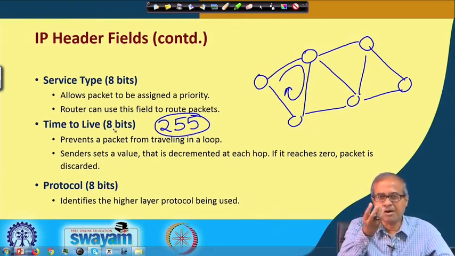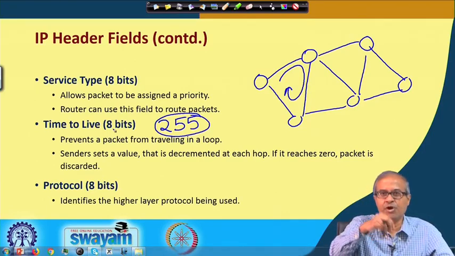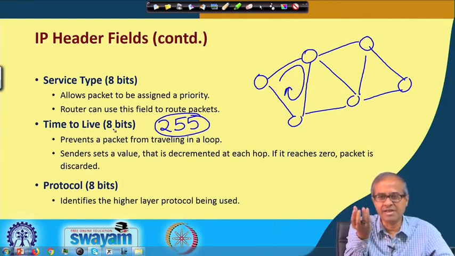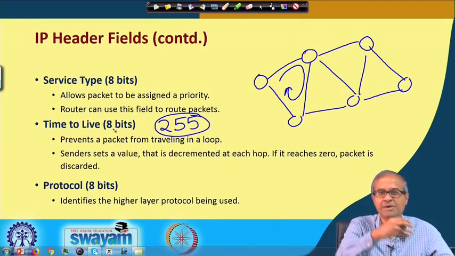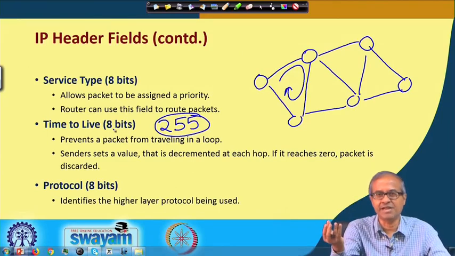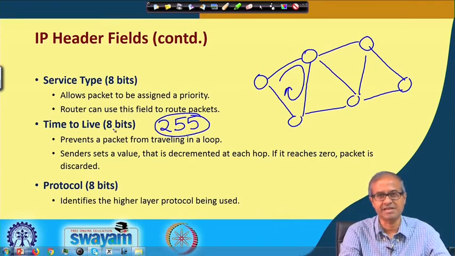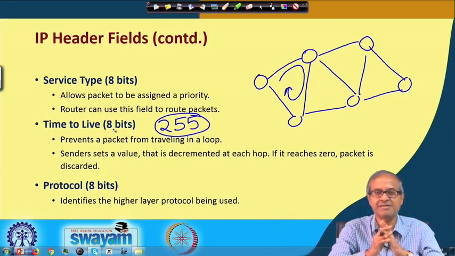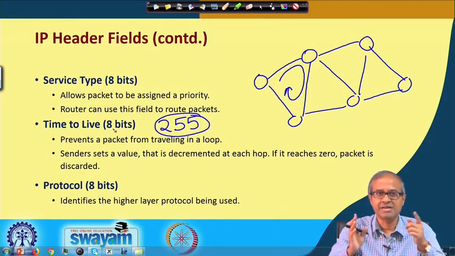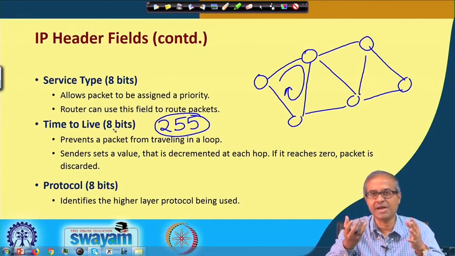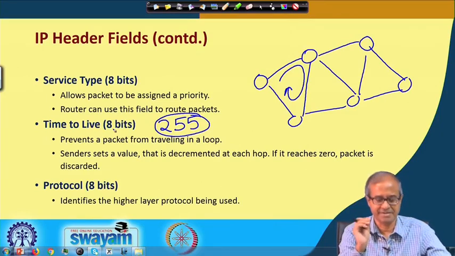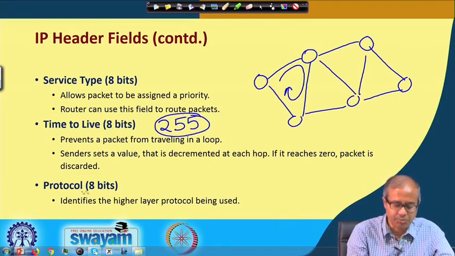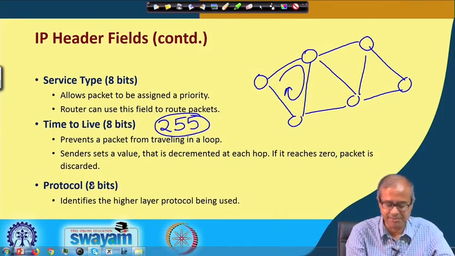Every time a packet is forwarded from one node to the other, the value in that packet is decremented by 1. It becomes 49, next time 48, 47, 46, like that. Whenever the value reaches 0, the packet is discarded, so that you do not allow indefinite cycling to go on. This is time to live, how long this packet can live.